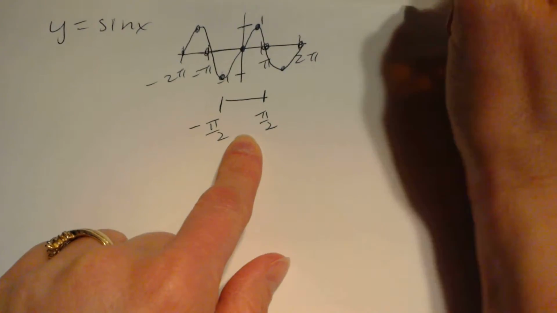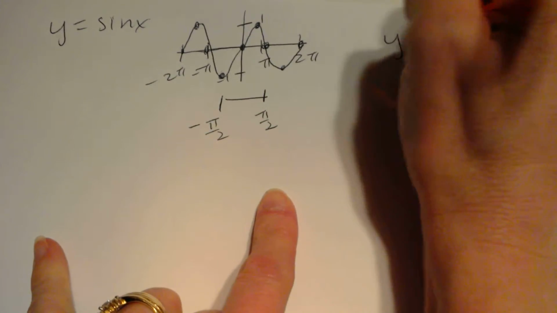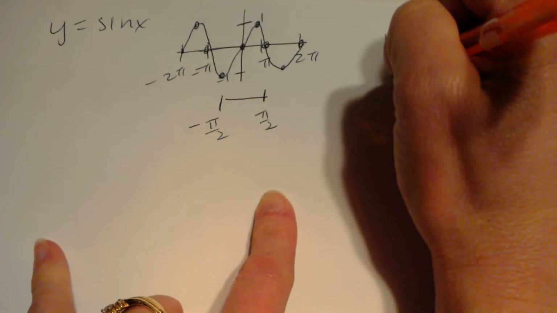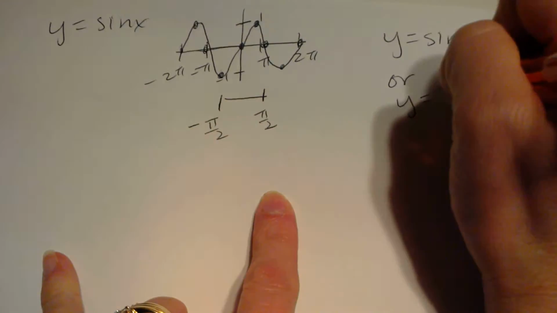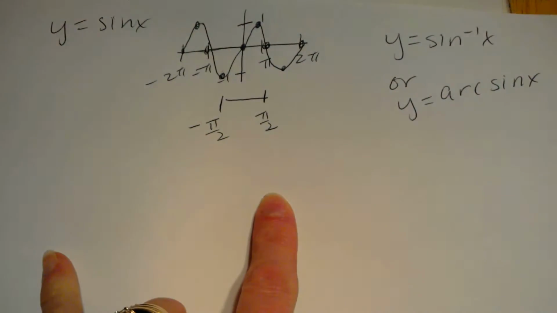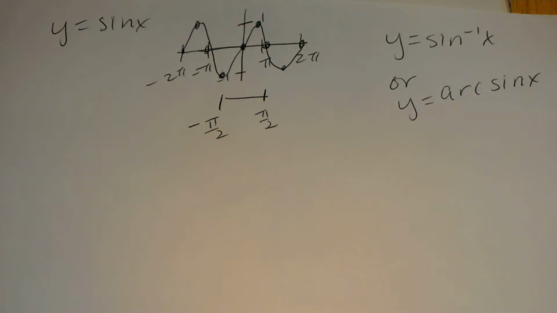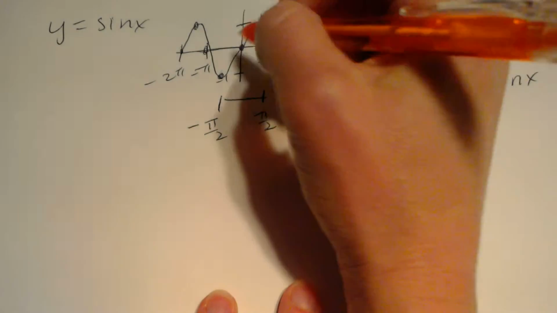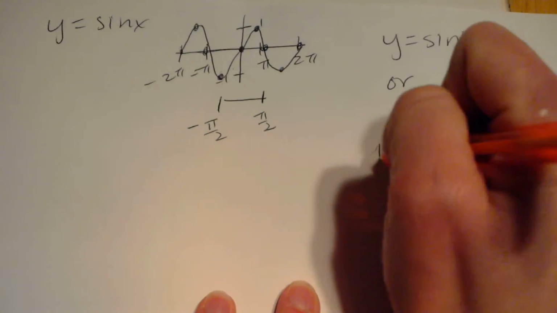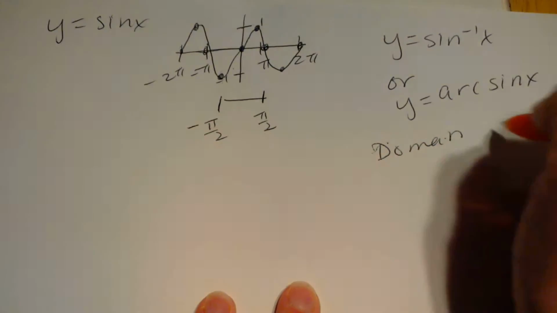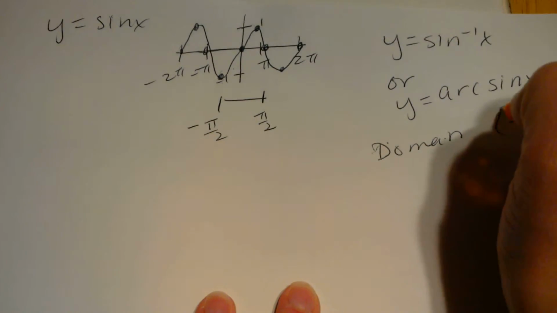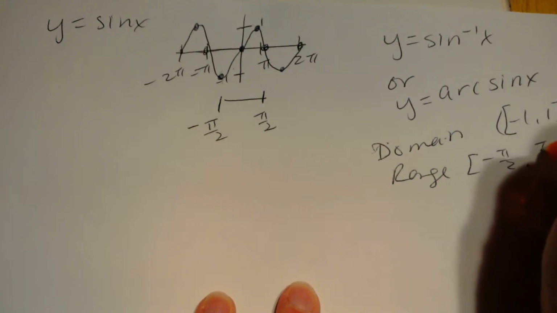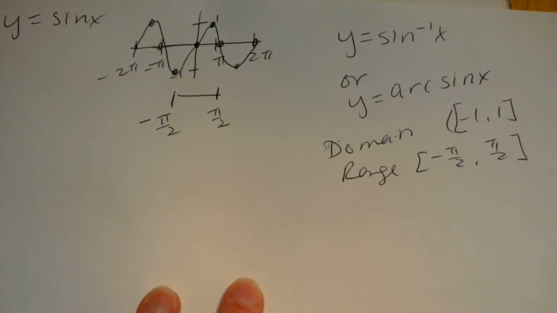For my inverse, we either write that as sine to the negative 1, or we write it as arc sine. Those two things say the same thing. It doesn't really matter which one you choose. So if I'm going to graph this one, I know my range there is from negative 1 to 1, so my domain is from negative 1 to 1, and my range is from negative pi over 2 to pi over 2. Okay, so let's graph this.